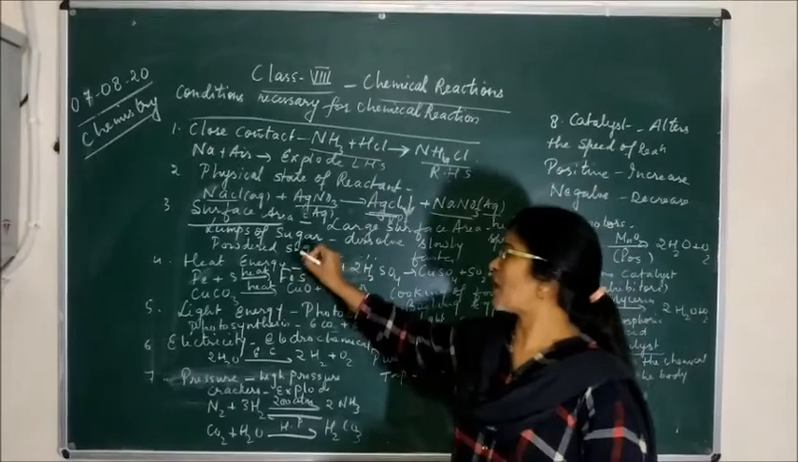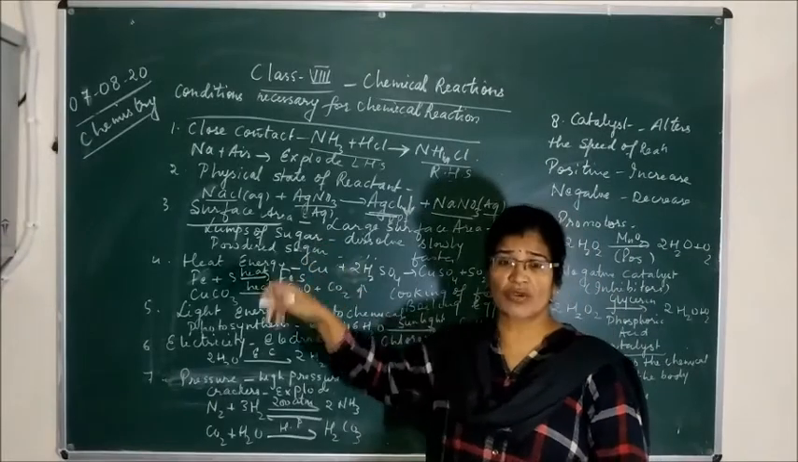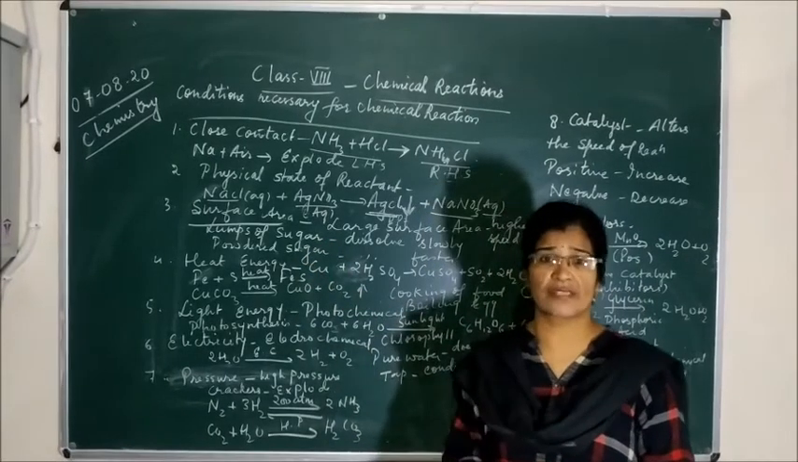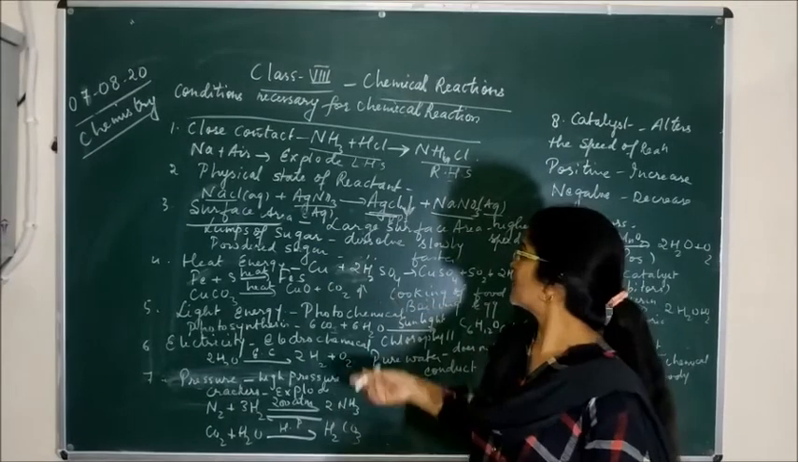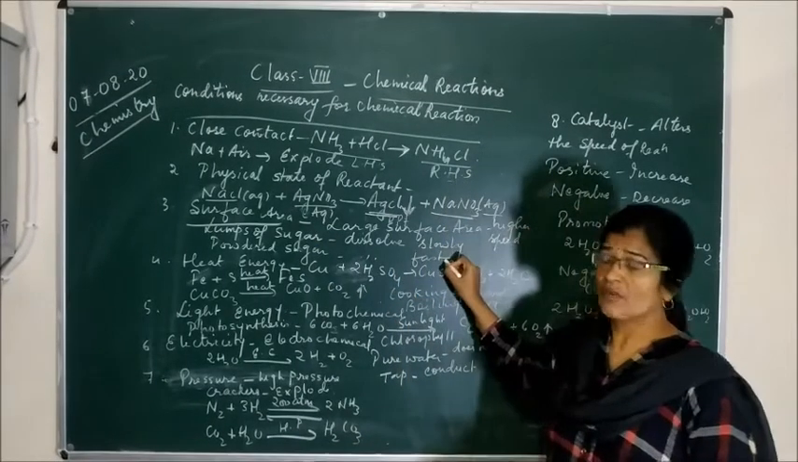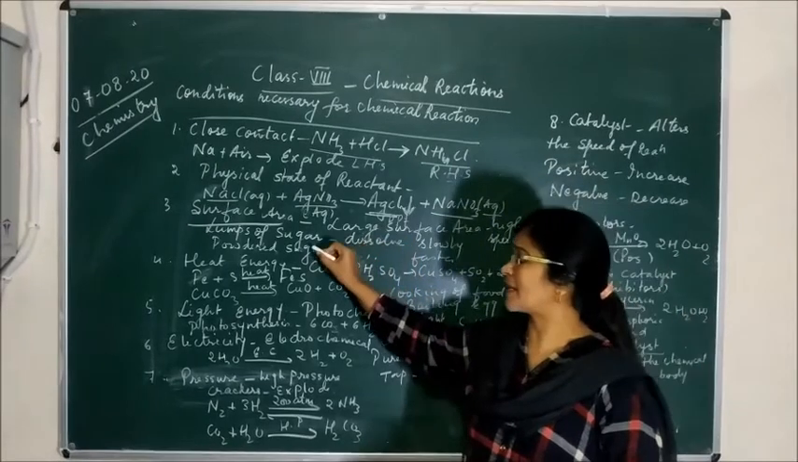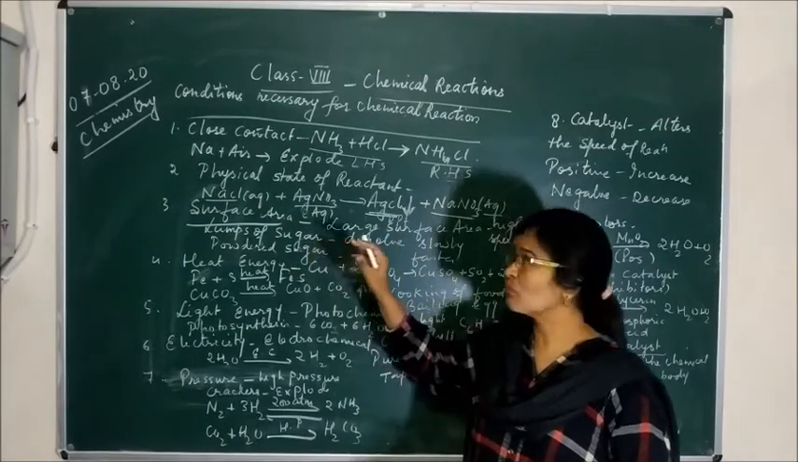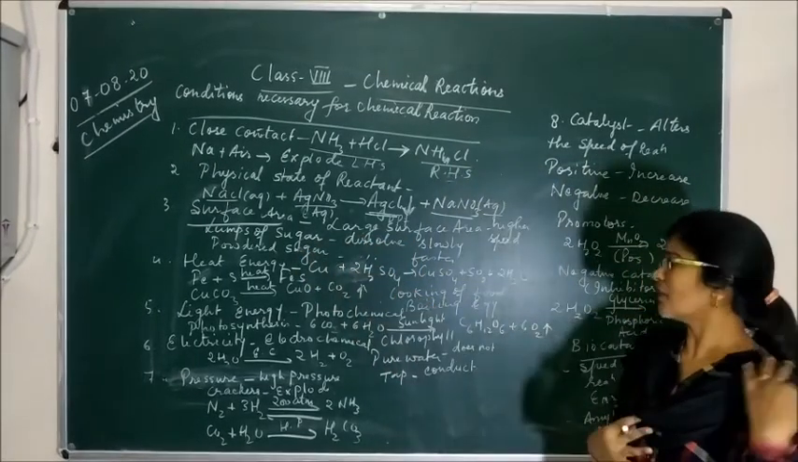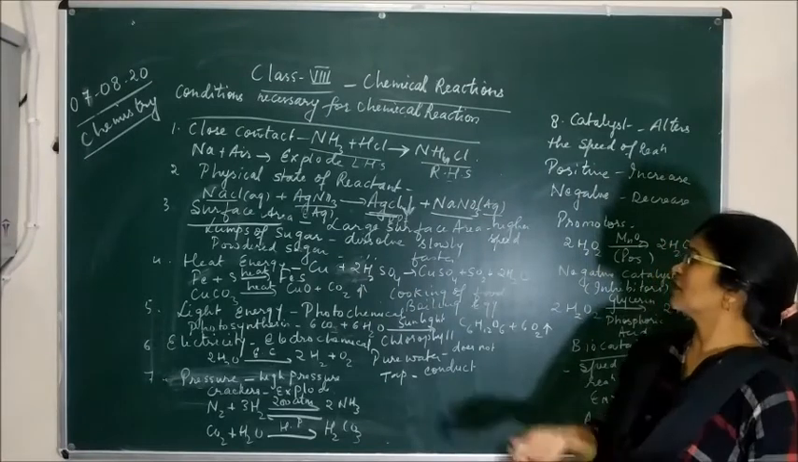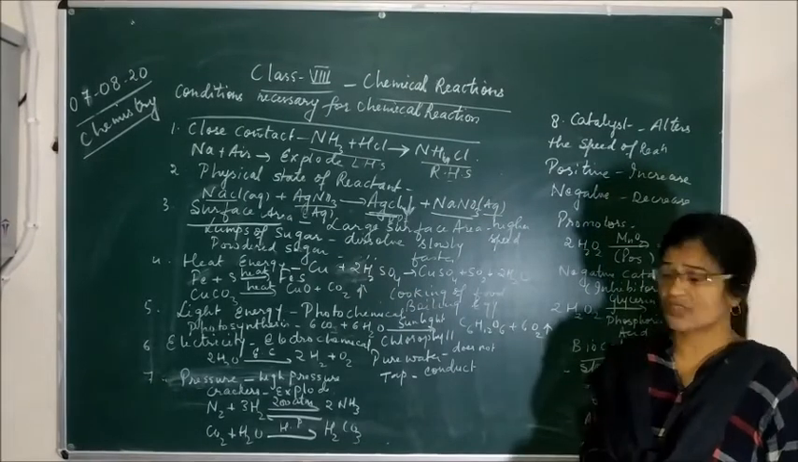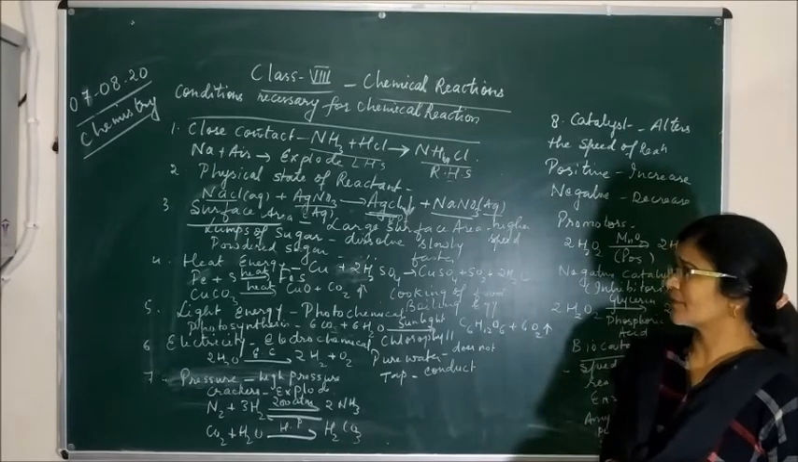Whereas if we take powdered sugar, because powdered sugar has more surface area, when it is dissolved in the water, it will dissolve fast, because the surface area between the particles of the powdered sugar is more. So the more the surface area, the more the speed of the reaction will increase. So this is about the surface area.